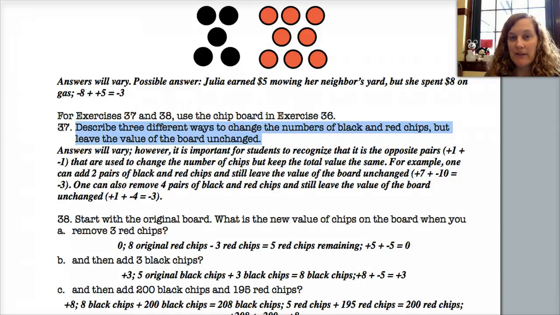Well, you can just keep adding the same number of black and the same number of red, and that won't change the value. If I add 1 black and 1 red, that's still 0. 2 blacks, 2 red, that's 0. So if you keep adding the same number of blacks and reds, you won't change the chipboard. The idea is those opposites. You want to add opposite values, because an opposite, like negative 1 plus positive 1 equals 0. Negative 4 plus positive 4 equals 0. If you add opposites, it won't change the value of the chipboard.